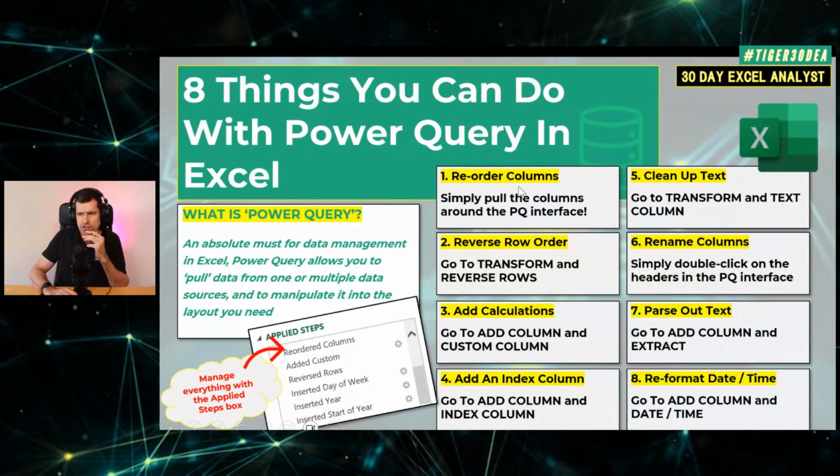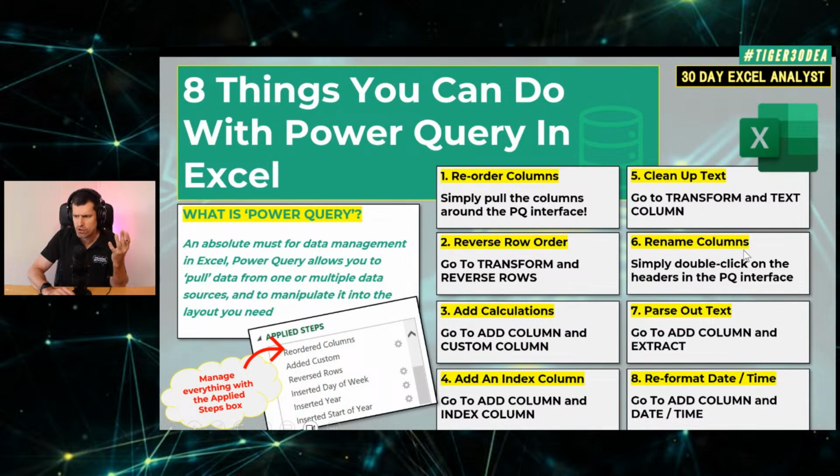The kind of thing that you might want to do, reordering columns. So your data source columns are in one order. You want to get them into a different order. Reordering columns is something you might want to do. Reversing the row order is something that's very easy to do in Power Query. Adding calculations, of course, you've got a data set, you want to do some simple calculations. That is possible with Power Query. Adding an index column just to give us a nice 1, 2, 3, 4, a nice sequence number for easy referencing. Cleaning up text. Yes, data cleansing is a huge part of data management in Excel. Power Query gives us some nice options for doing that.